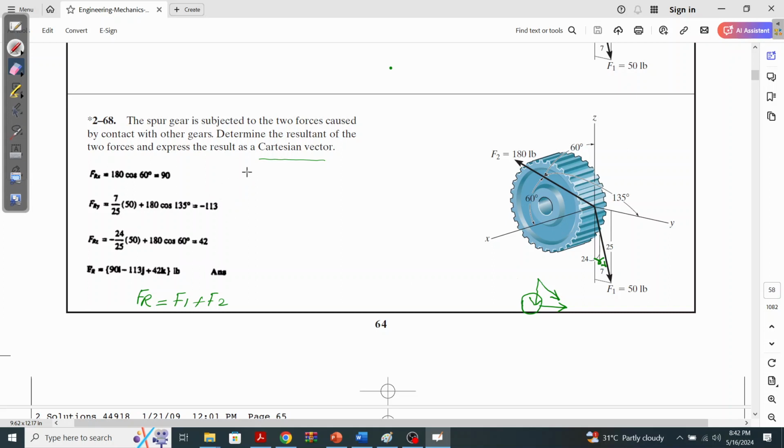Now we want to express these components as a Cartesian vector, so we write Fr equals F1 plus F2, and along the axes we add all the x, y and z components. We get Frx equals 90 i, because it is on the x-axis. Fry is minus 113 j, because it is y, and Frz is equal to 42 k.